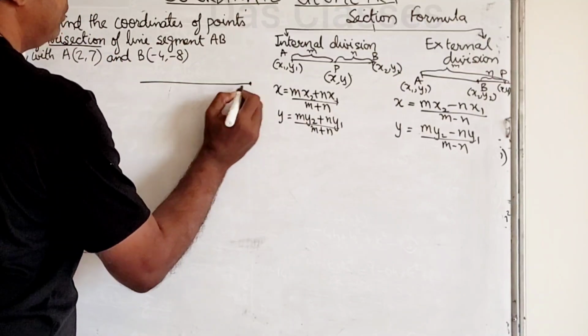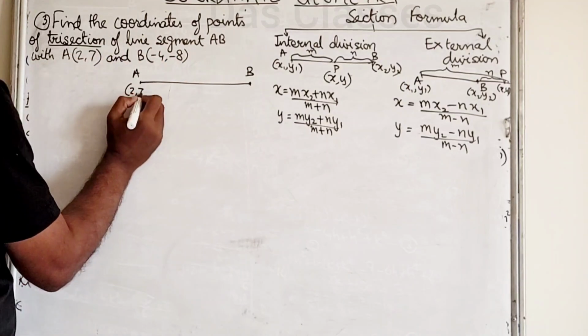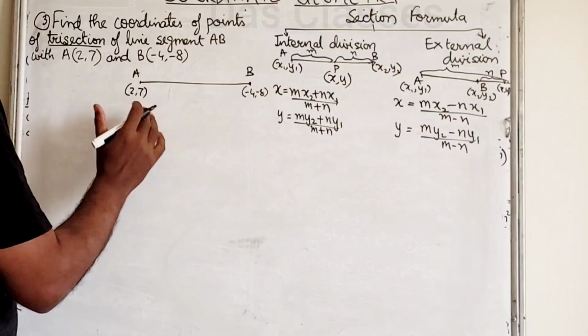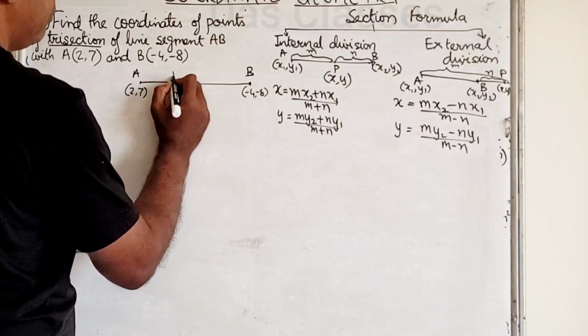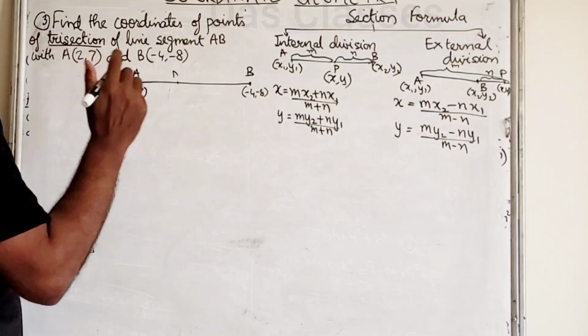So let's draw the diagram. We have this A and B. A is (2, 7), B is (-4, -8). Now this segment has been divided into 3 equal parts. How do I come to know this? Because there's the word trisection. Trisect means divided into 3 equal parts.